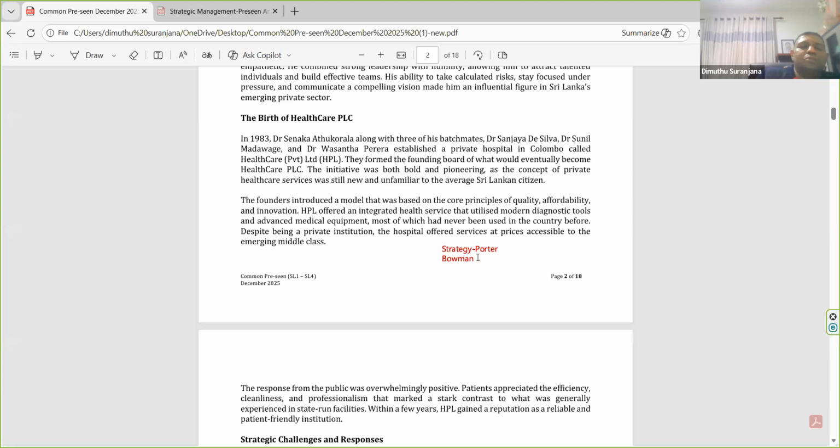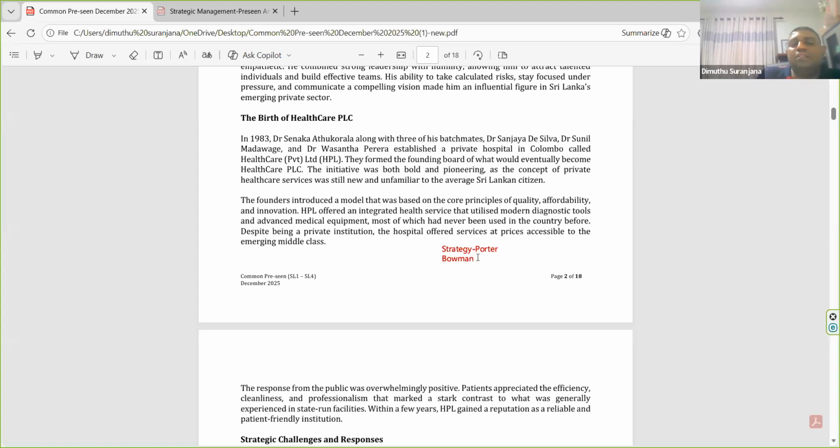The founders introduced a model based on the principles of quality, affordability, and innovation. So look at the values: their focus was quality, so they tried to give a quality service to the customer. Affordability is connected with the cost, so they tried to give a product at a reasonable price. Another one is innovation; they continuously innovated new things.